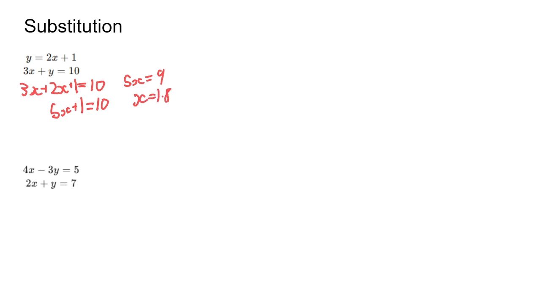And once you know one variable, you can substitute that back into another equation, for example here, to find the other variable. So we know that y is 2x plus 1, so y is 2 times 1.8 plus 1, or y is equal to 3.6 plus 1, or 4.6.